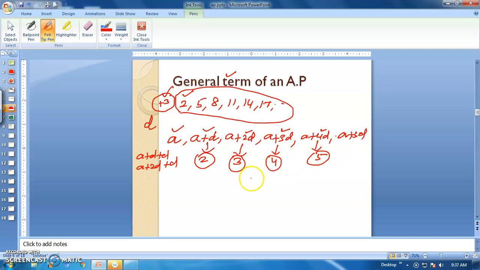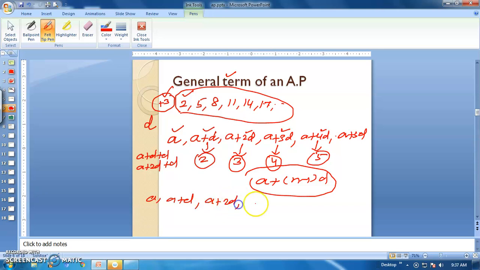So how can we write the nth term? A plus n minus 1 into D. This is the nth term of an AP, right? So the general form can be denoted by A, A plus D, A plus 2D, A plus 3D, etc. This is nothing but the general form of an AP.